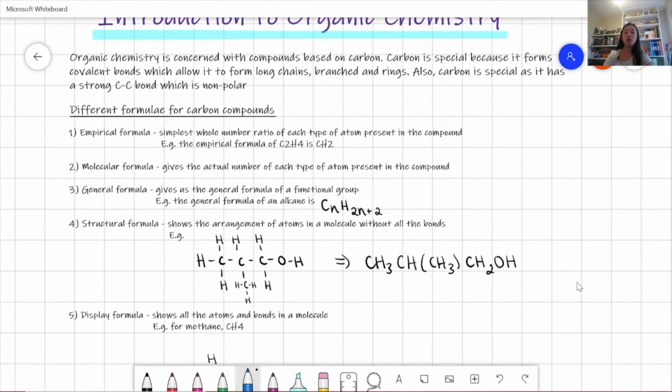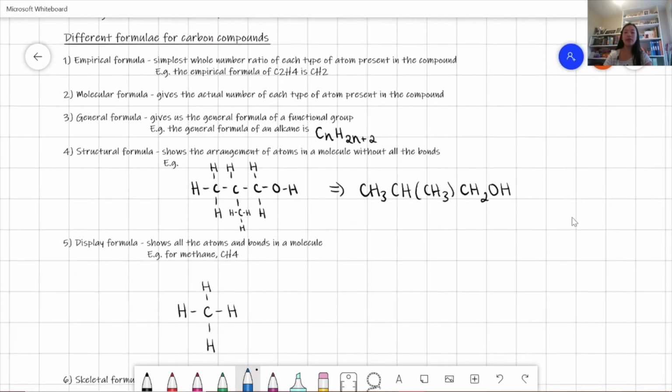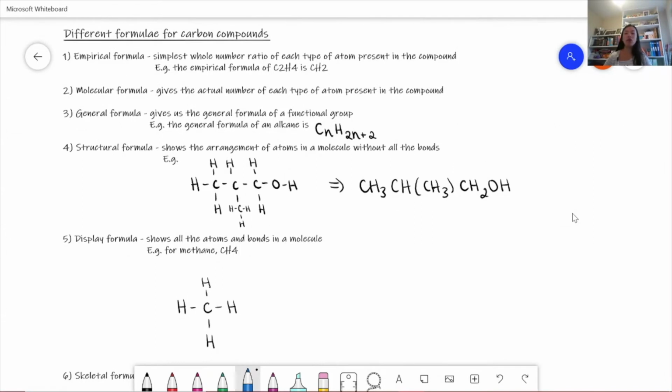So the first type of formula we can get is the empirical formula. This is the simplest whole number ratio of each type of atom present in the compound. For example, if we had C2H4, which is also ethene, then the empirical formula of C2H4 would be CH2, because we can divide all of the atoms by 2, and so we get the simplest whole number ratio. The molecular formula gives the actual number of each type of atom present in the compound. So for the previous example, the molecular formula would be C2H4.